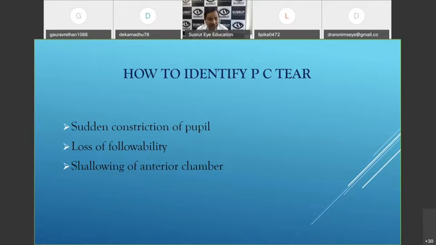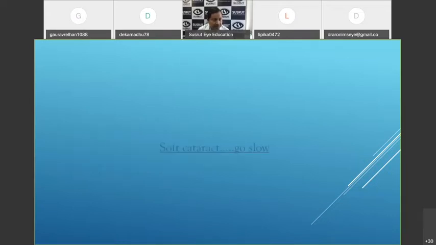Now, there are so many signs by which we can identify whether this case has developed a PCR or not. Most importantly, sudden constriction of the pupil. We understand that because the pressure has gone down, the iris falls back and it constricts. Loss of followability, that is because of the presence of the vitreous, and shallowing of the anterior chamber sometimes if the vitreous cavity pressure goes up. So these are the cardinal signs.